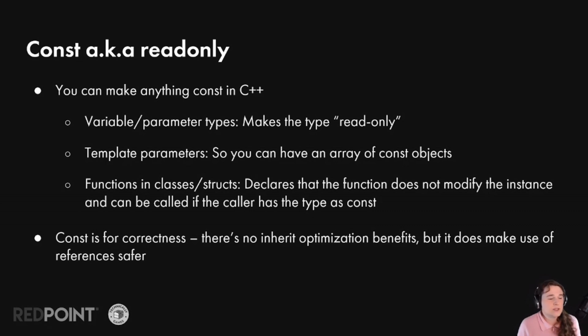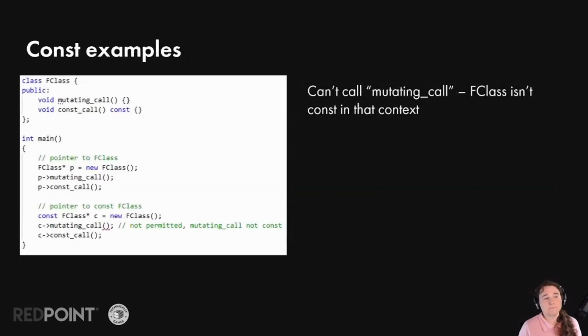And so basically const is for correctness, right? There's no inherent optimization benefit in using const, but it does allow us to make the use of references safer, which is what we will want to be doing to avoid copies. So here's some examples.